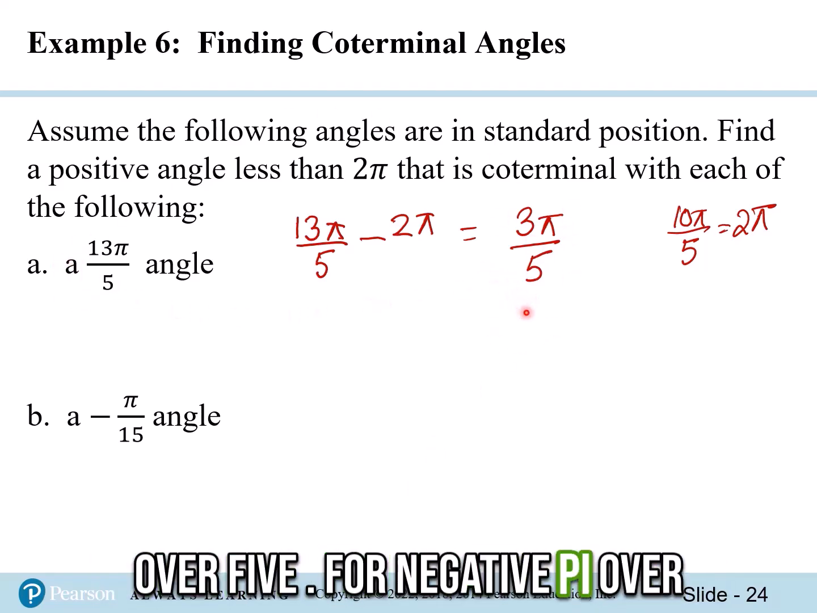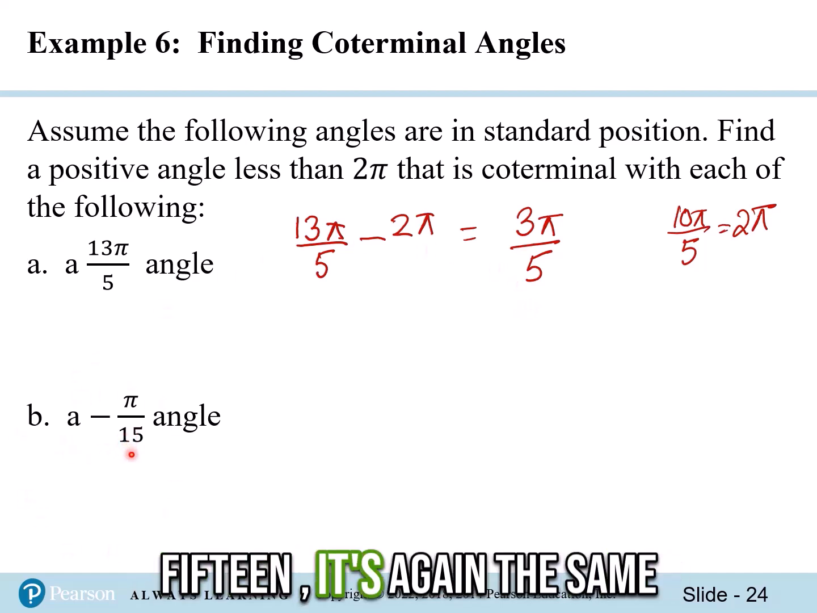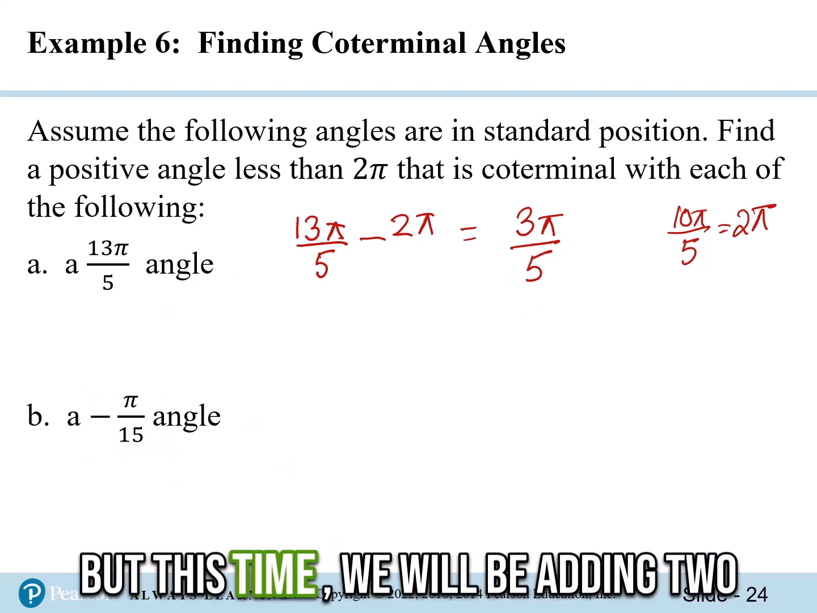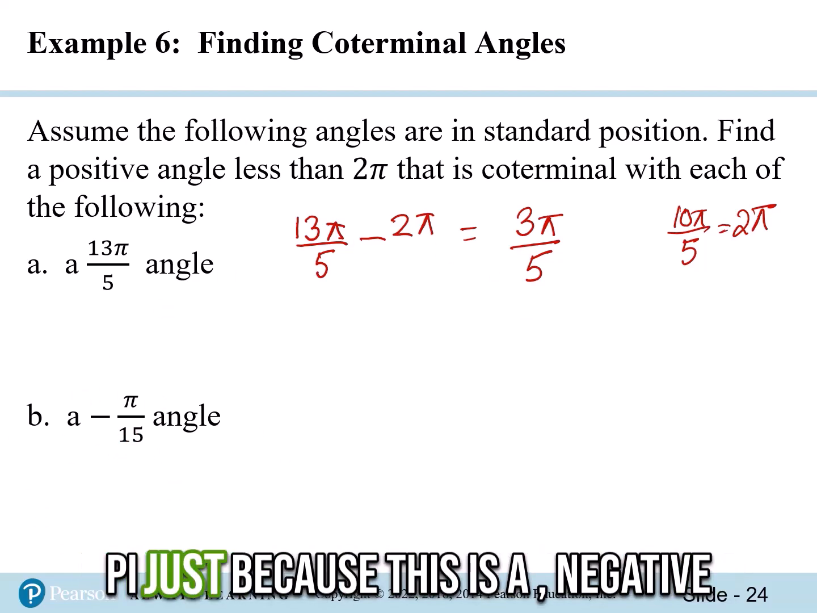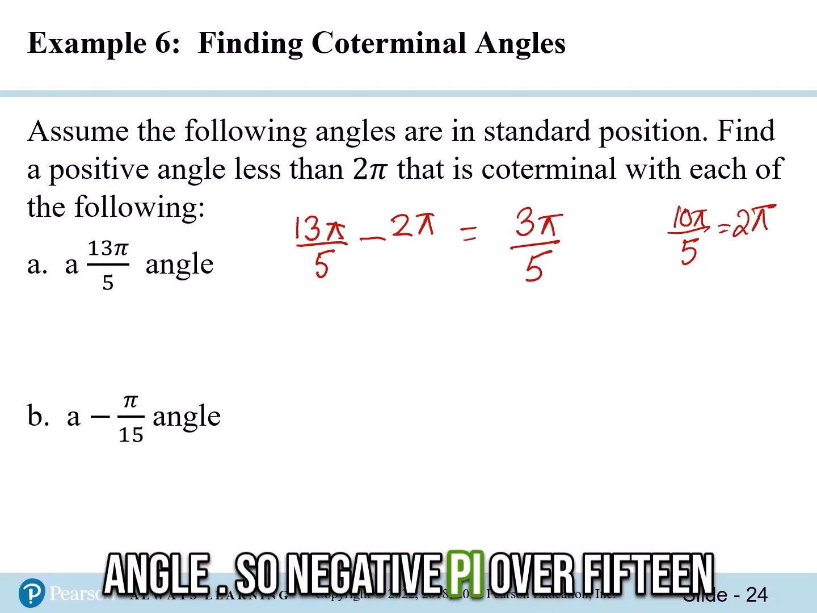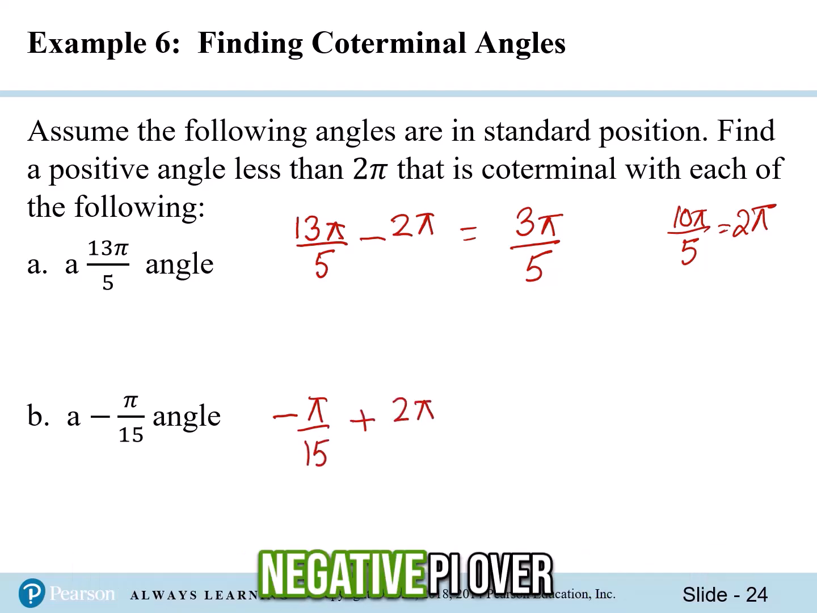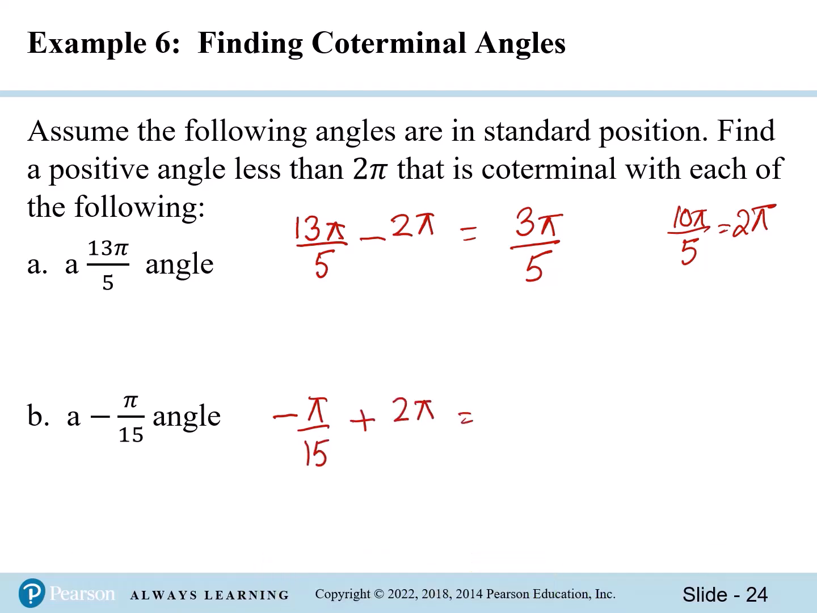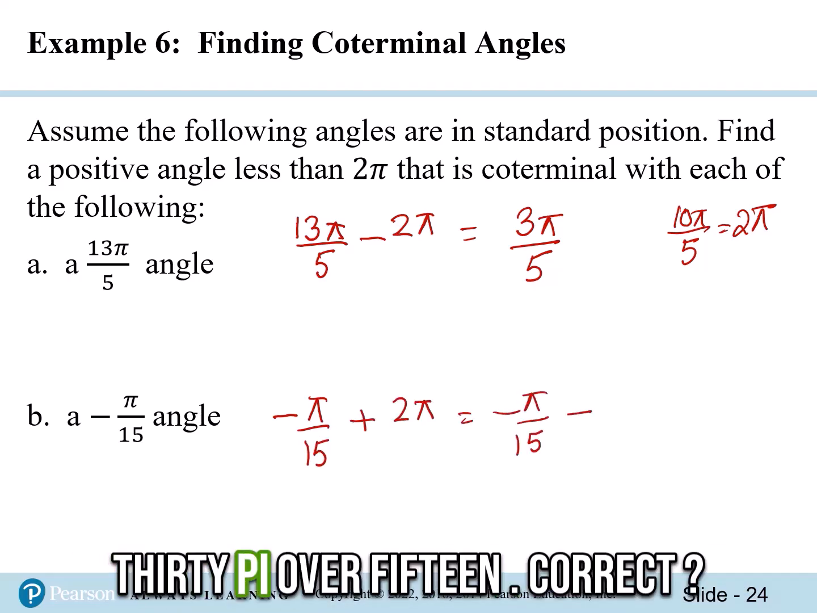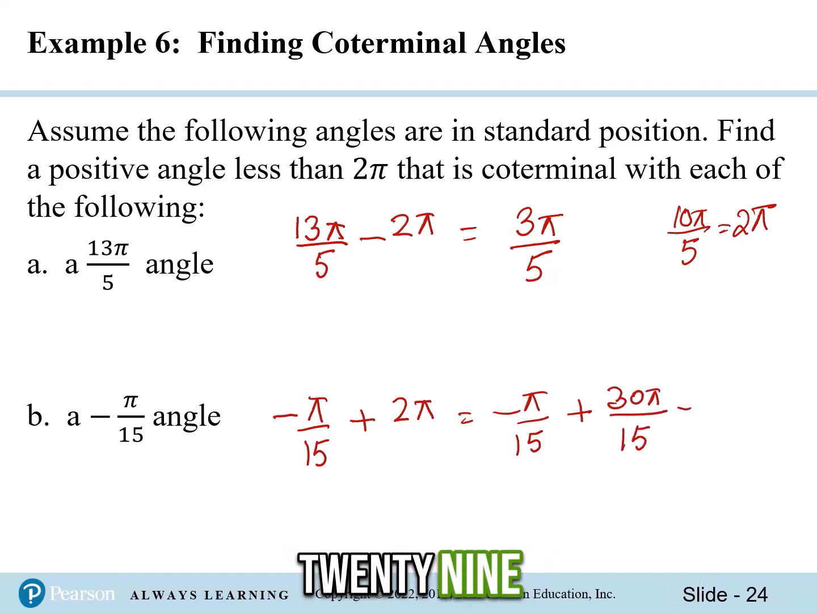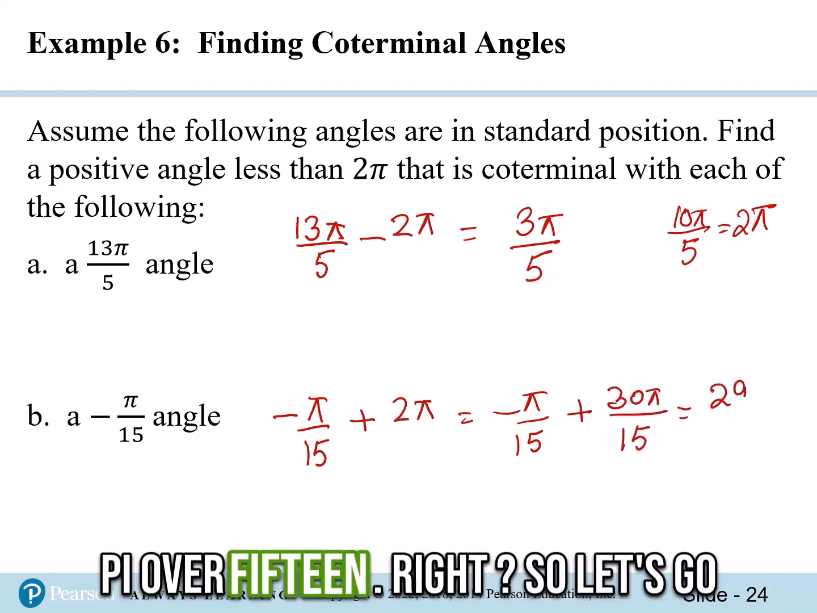For negative pi over 15, it's again the same procedure, but this time we will be adding 2 pi just because this is a negative angle. So negative pi over 15 plus 2 pi is equal to negative pi over 15 plus 30 pi over 15, correct? Which gives us 29 pi over 15.